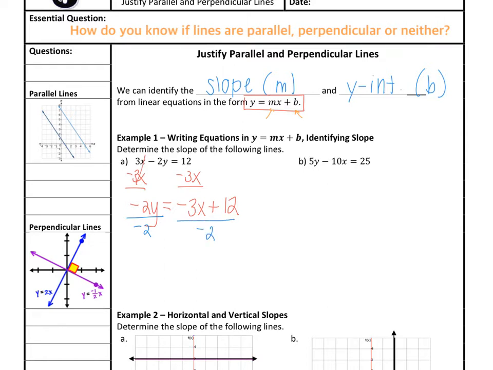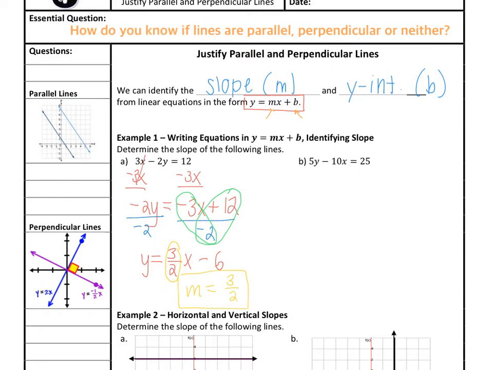The negative 2 divided by the negative 2 is going to turn into a 1, so I'm left with the y. Negative 3 divided by negative 2: 3 cannot be divided by 2 nicely, so I'm going to leave my answer as a fraction, but the negative divided by the negative will turn into a positive. So I have 3 over 2x, and on this side, 12 divided by negative 2 leaves me with a negative 6. My equation is now in y equals mx plus b form. I want the slope, which is the coefficient in front of x. So the slope of this line is 3 over 2.